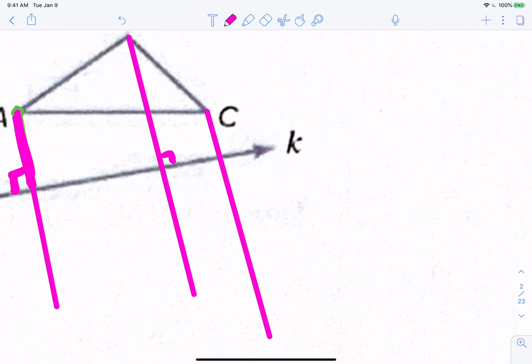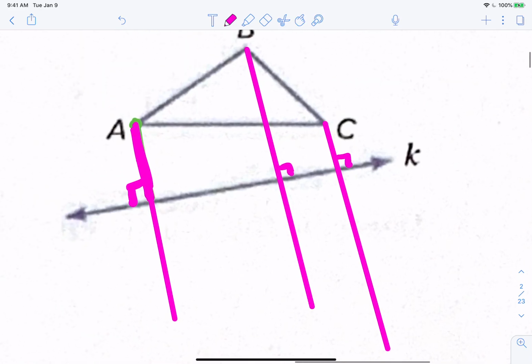Now, what should be true about those three lines that we've drawn? They all should be 90-degree angles with the horizontal line, right? But what are they in relationship to each other? Parallel. They're all going to be parallel, right? If those three are perpendicular to the same line, they're all going to be parallel to each other, okay?